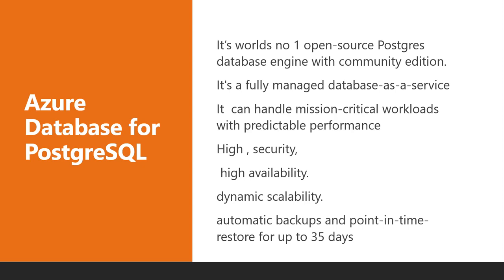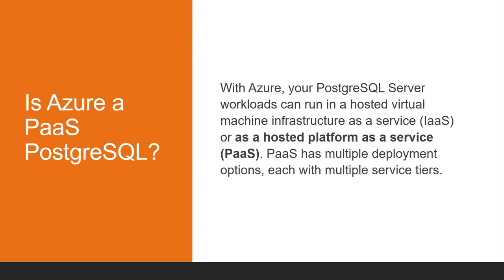Let's move on to the very basic term: what is Azure Database for PostgreSQL? Before that, we know that Postgres is the world's number one open source relational database. In the case of Azure, the database being used is Community Edition. When we say Azure database, we say it is a managed instance offered by Azure, and depending upon your mission critical workload, it can handle it according to the performance. It can have high availability and security. It can scale up according to your requirement. It has automated backup and point in time restore. You can go up to 35 days. This is just the basics about Azure Database for PostgreSQL.